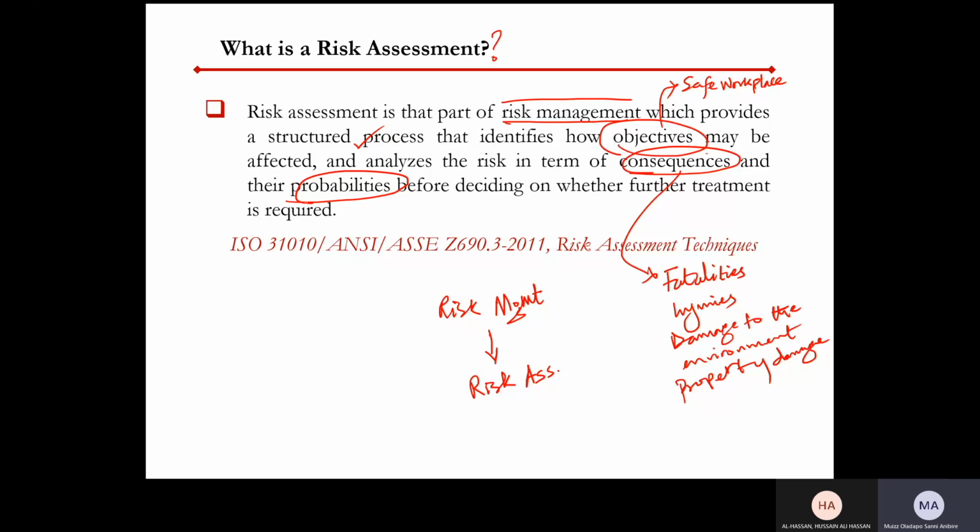Now, probability means the likelihood that this will happen. What's the probability? Is it certain, or what is the level of uncertainty? We call this likelihood, or sometimes people say frequency as well. So we determine all this before deciding on whether further treatment is required. This is what we call risk assessment, basically, according to ISO 31010 on risk assessment techniques. They have a document that provides various definitions related to risk assessment and risk management.